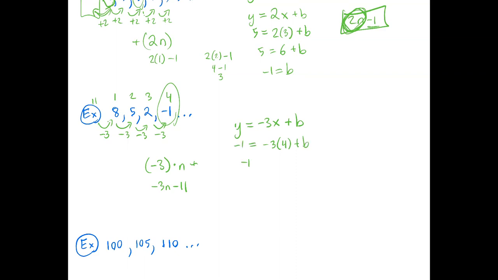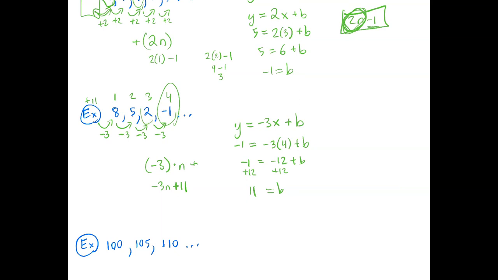So let's see what we get. -1 equals -12 plus b. We add 12 to both sides, and we get b equals 11. Oh, why did I write -11? This was a positive 11. Silly me. That was a positive 11. See, double checking your work is helpful.